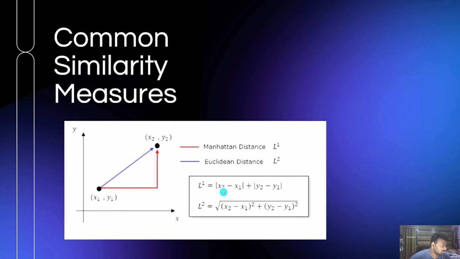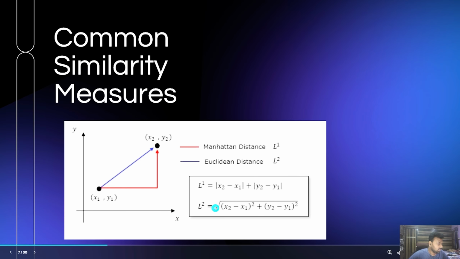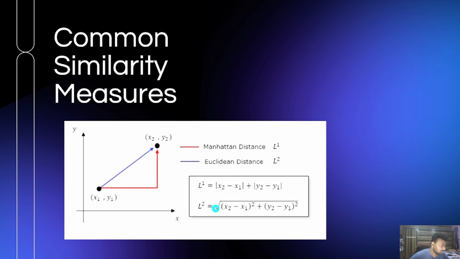So here we can see the formula in a simple equation form. Manhattan distance will be calculated with this: |x2 - x1| + |y2 - y1| equals L1, that is the Manhattan distance. Whereas for L2, we will measure the distance as the square root of (x2 - x1) whole square plus (y2 - y1) whole square.